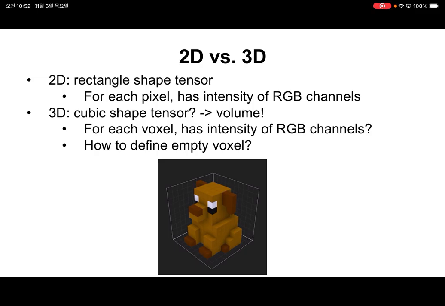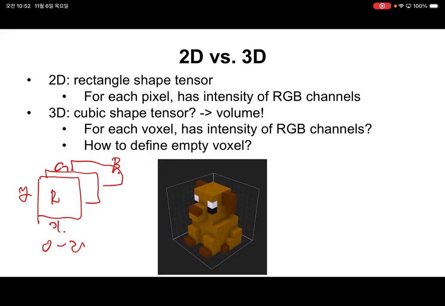Between 2D and 3D, the only difference is the Z axis, right? But such a small difference makes a huge difference. A 2D image is a rectangle-shaped tensor, right? We have the Y axis and X axis, always a rectangle-shaped tensor. Each pixel has intensity in RGB channels, right? So we have the R channel, G channel, B channel, and each pixel has 0 to 255 intensity. That's the typical image, right?